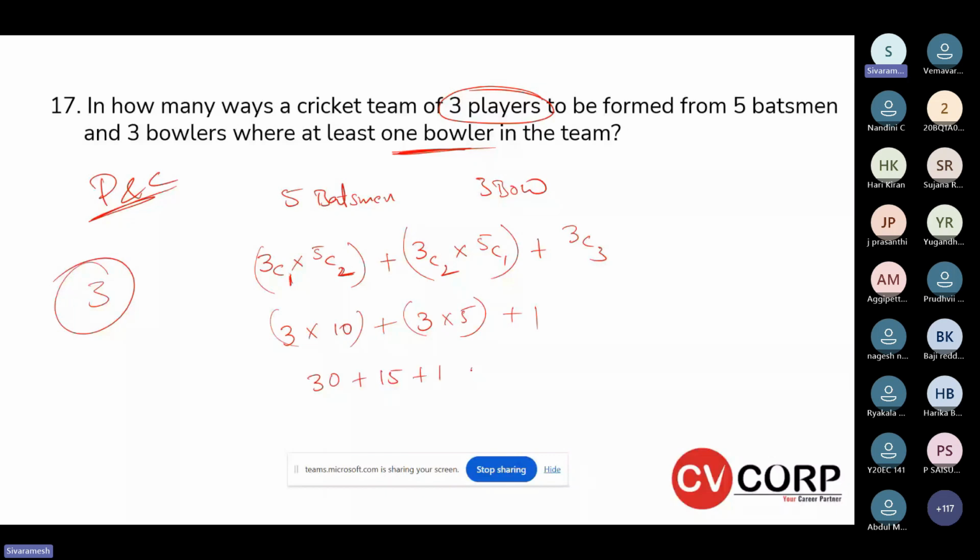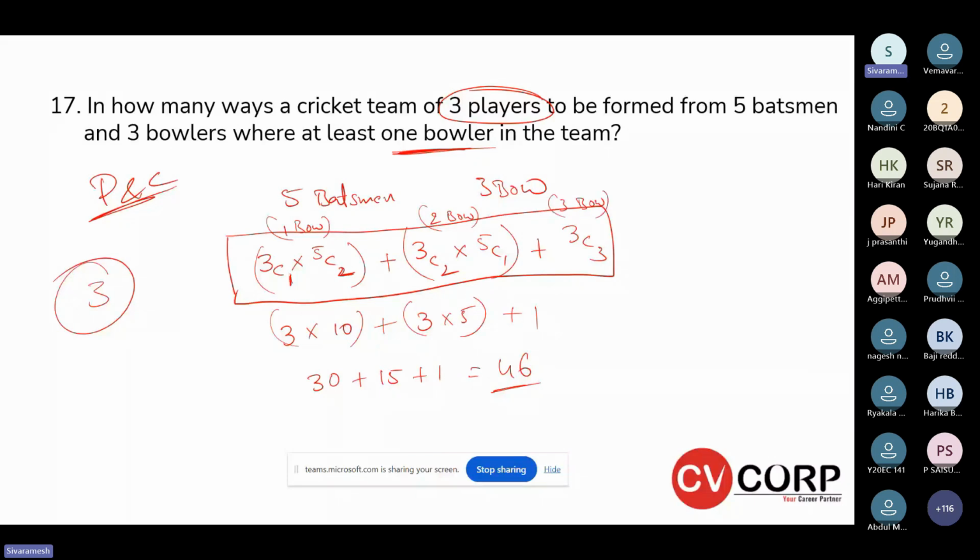Leave aside the answer calculation; you should understand how we have taken this. They mentioned at least one bowler. This is the one bowler condition: 3C1 into 5C2, one bowler and the remaining two from the batsmen. Here we take the two bowlers condition: two from bowlers, one from batsman. Here all three bowlers we can consider, which is also possible in the condition. So the total is 46.